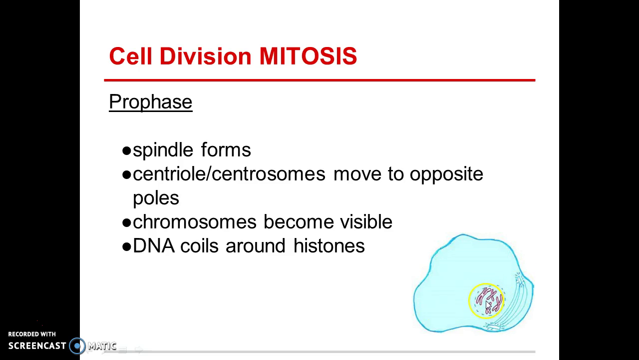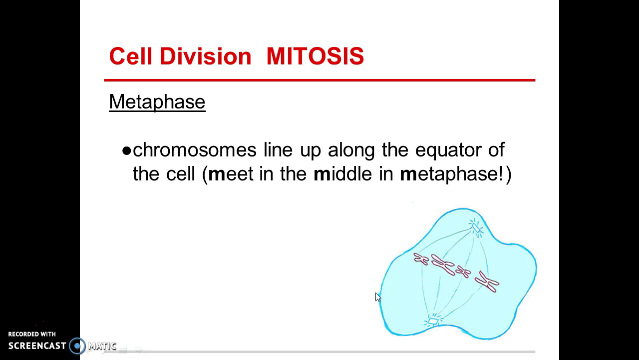Chromosomes become visible. It was chromatin, that loose spaghetti, if you guys remember that vocabulary word. But now we're looking at the X's, the real chromosome structure, when prophase starts. DNA coils around histones forming these chromosome structures. That's prophase. Getting ready.